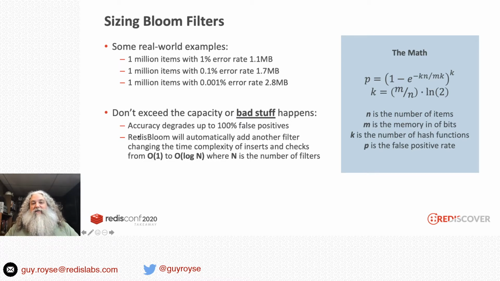Don't exceed the capacity. I mentioned this earlier. As the Bloom filter fills up, it will just say everything's in it. However, if you're using Redis Bloom, that won't happen because, as we can see here, it will just automatically add another filter for you, which is a great feature. However, it does degrade the performance because now it's got to check 2 filters instead of 1, and so it slows it down.